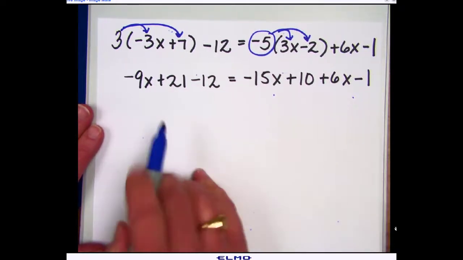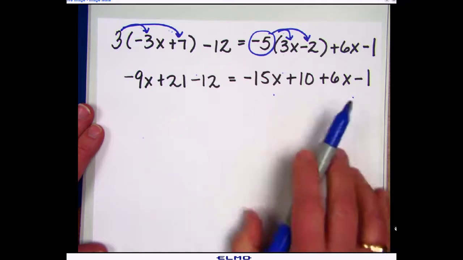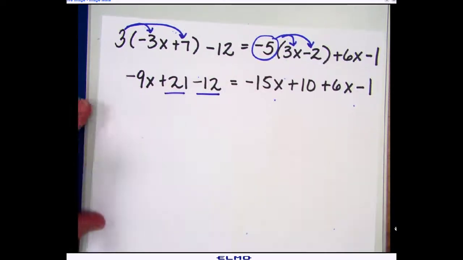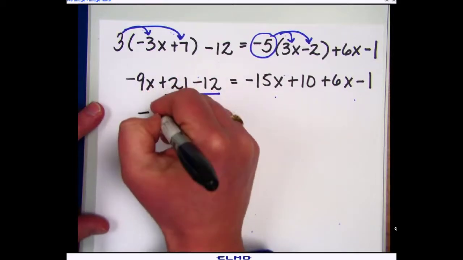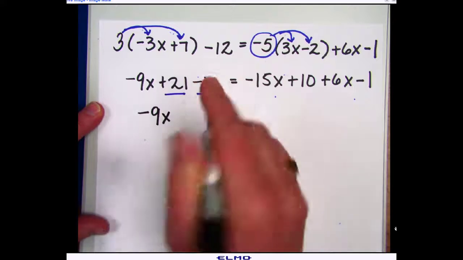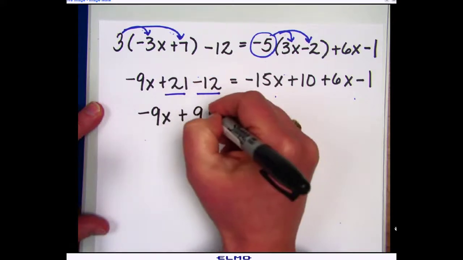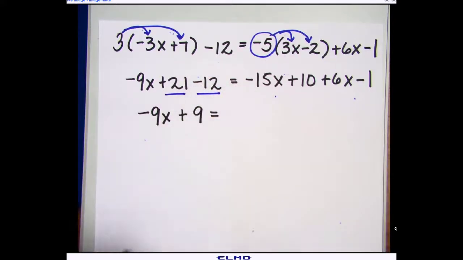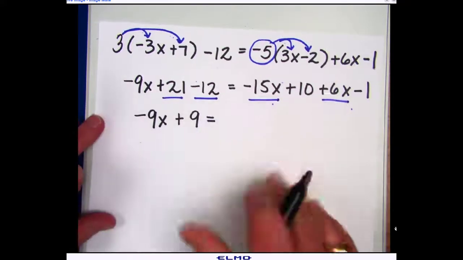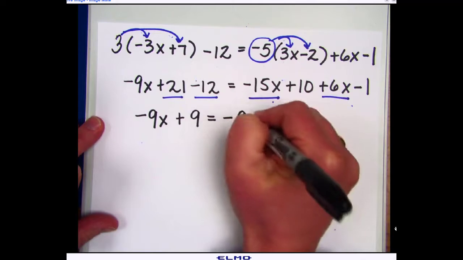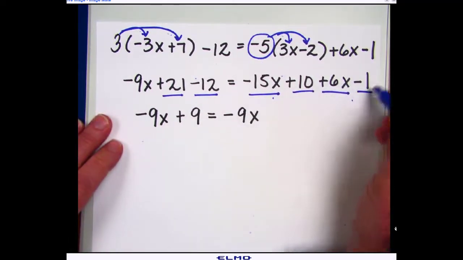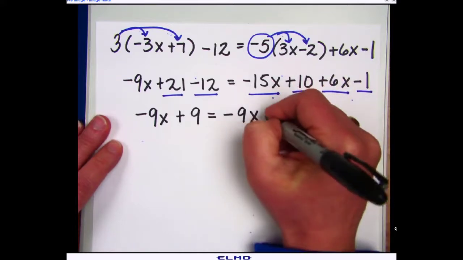Again, I'm going to combine my like terms on the left and the right. On the left, I see I can combine the 21 and the negative 12. Nothing to combine the minus 9x with, but 21 minus 12 would leave me a positive 9. On the right-hand side, I have a minus 15x and a 6x. They would combine to give me minus 9x. And I have a 10 and a minus 1. They combine to give me 9.